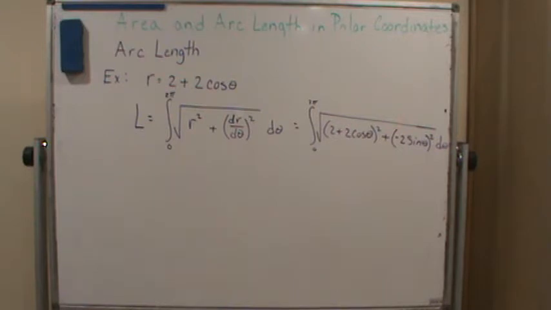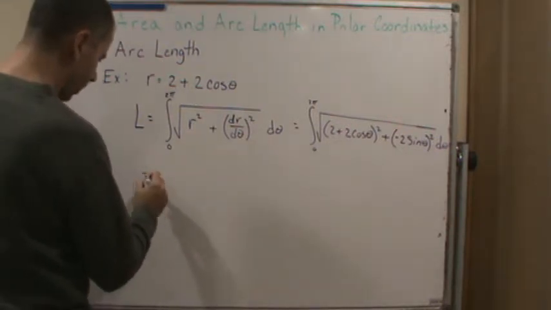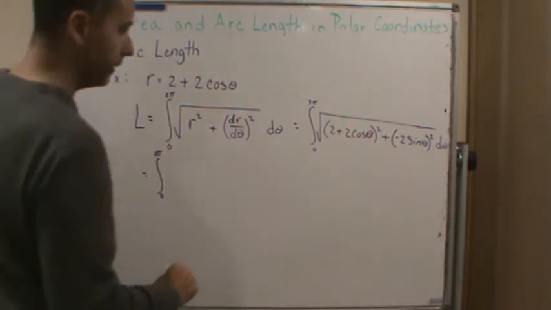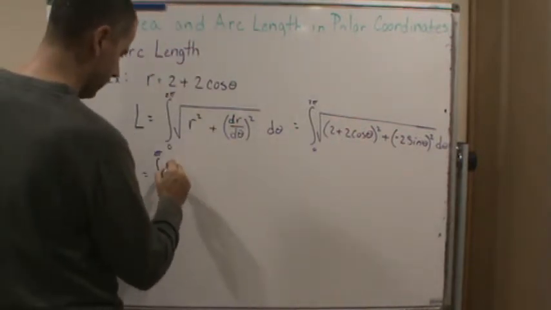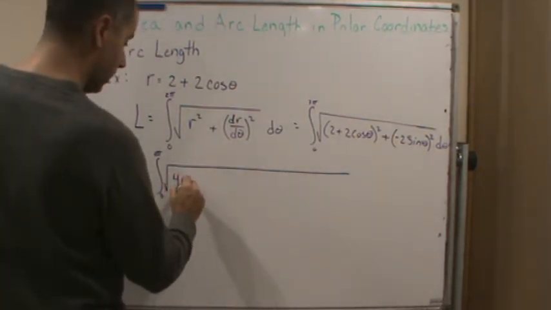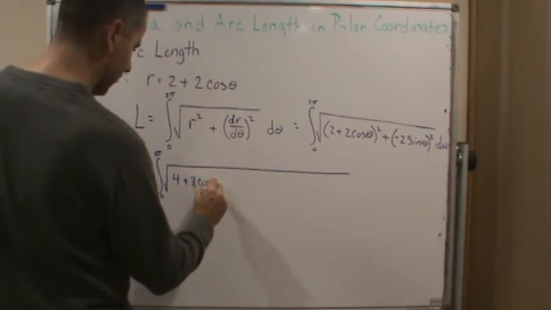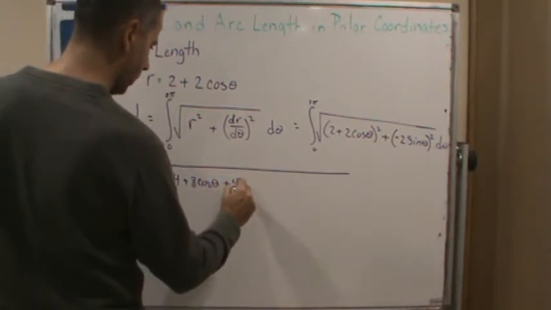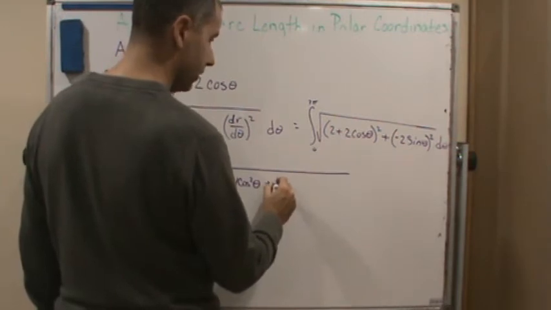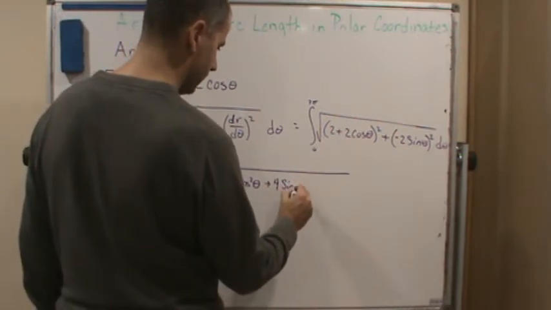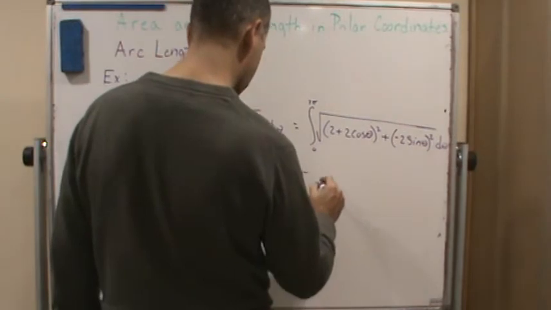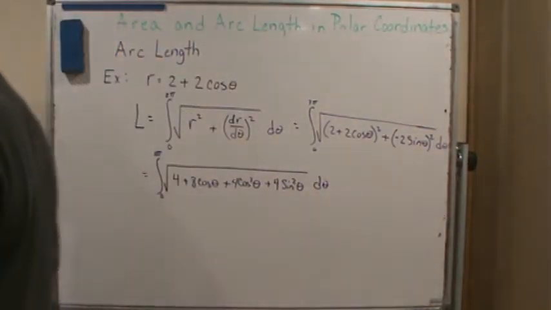Now let's simplify this. This is going to become 4 plus 8 cosine theta plus 4 cosine squared theta, and then this piece is going to become plus 4 sine squared theta, d theta.